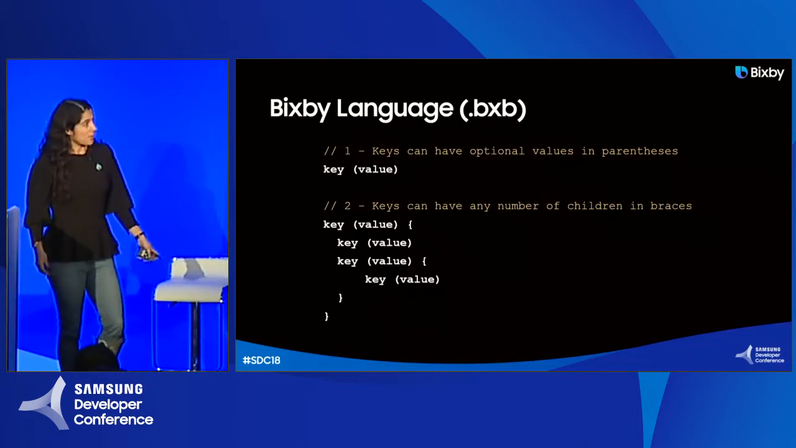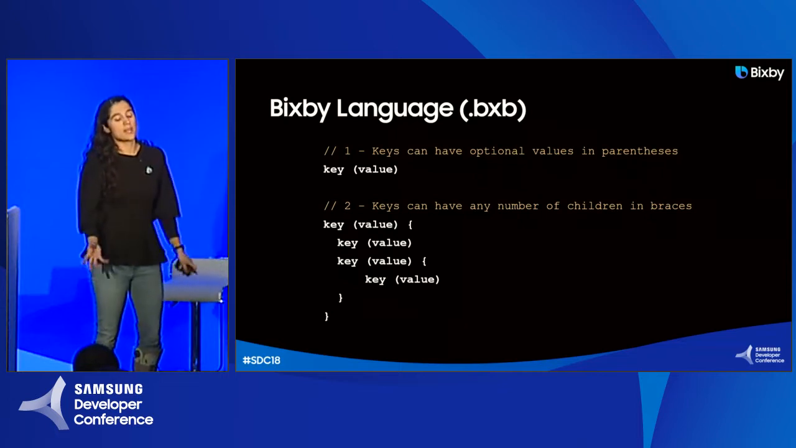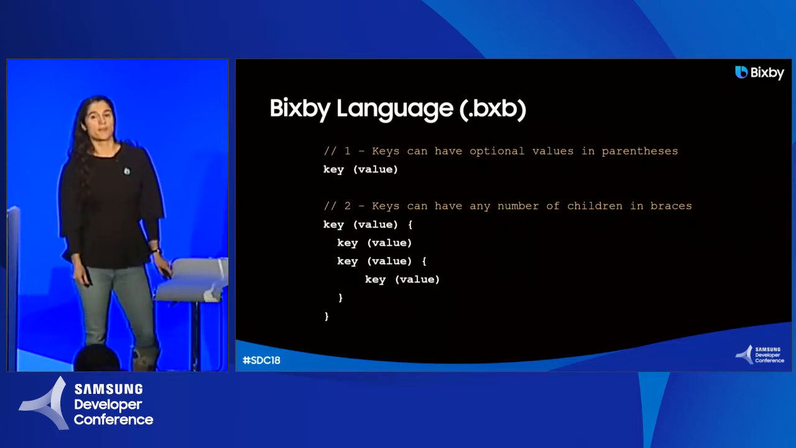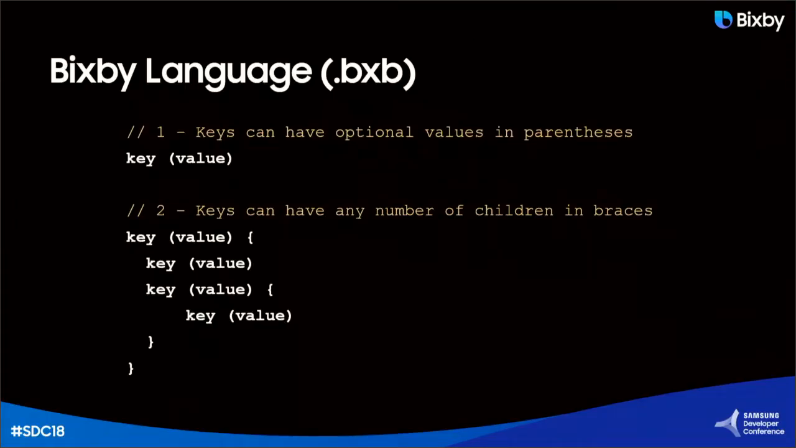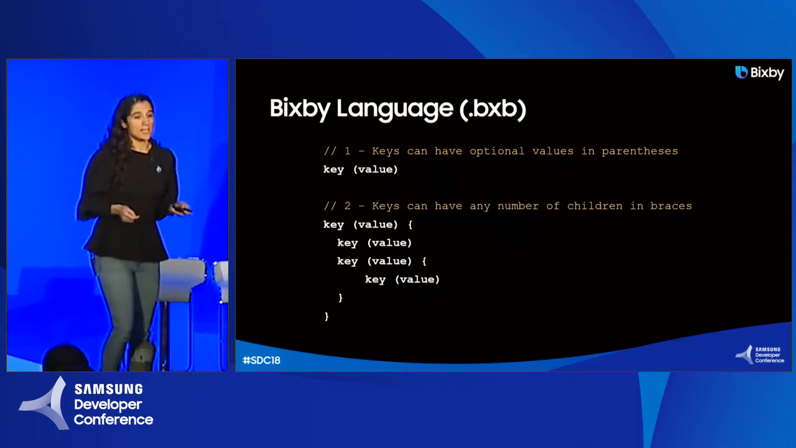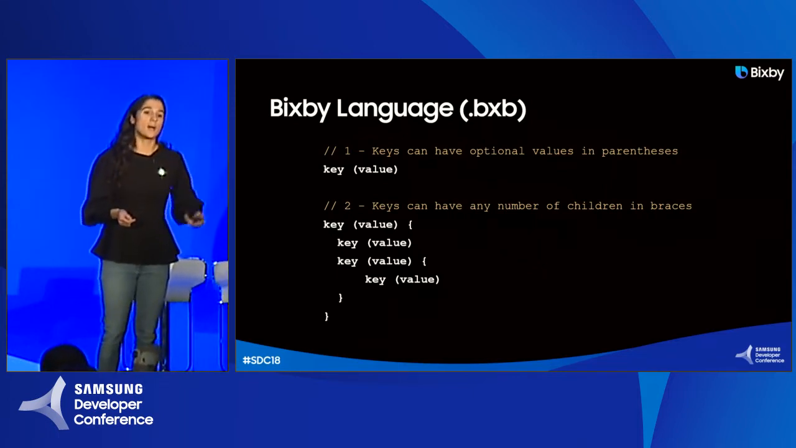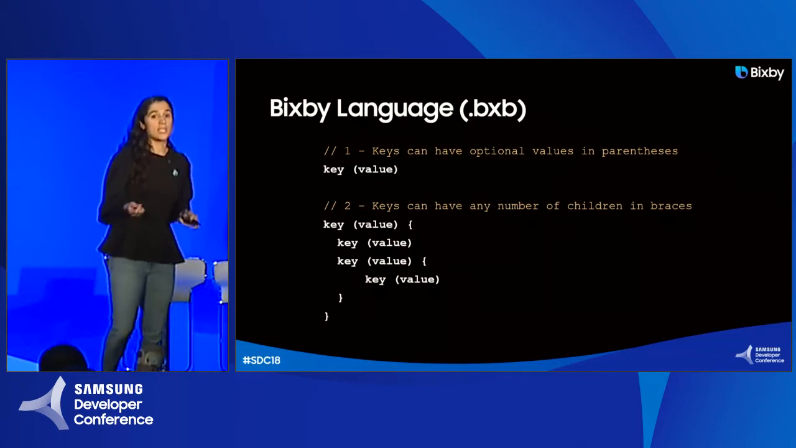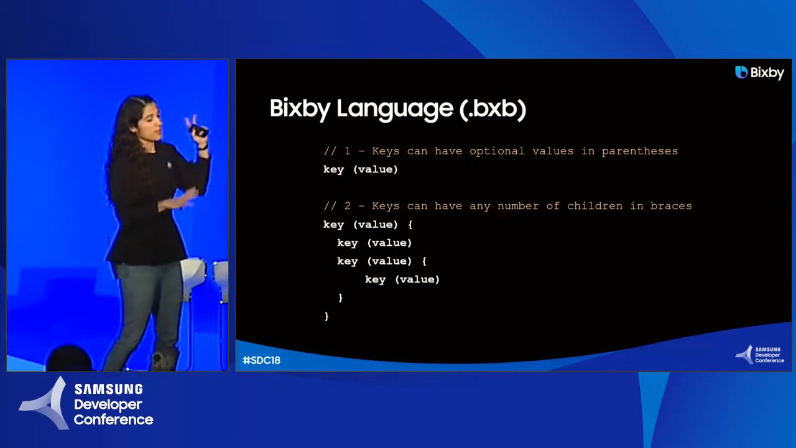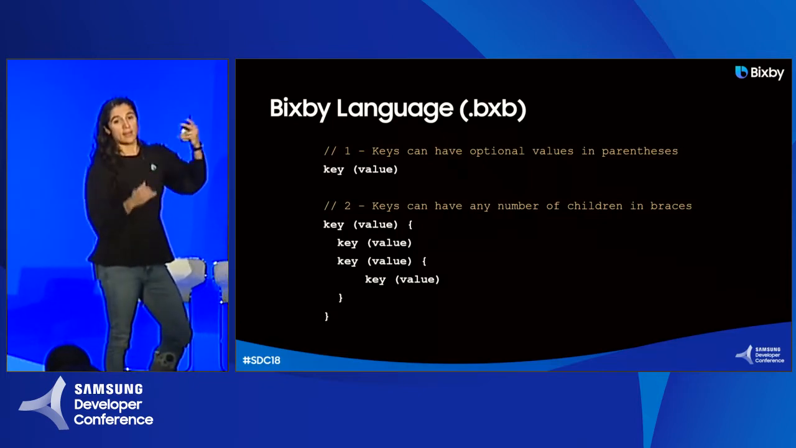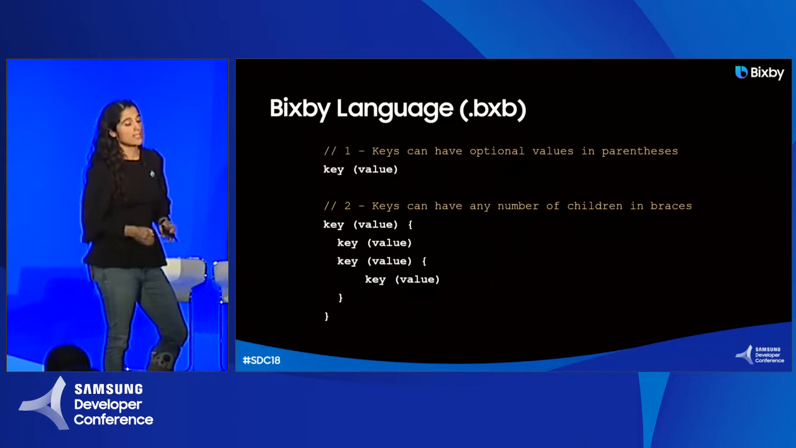So more formally, the Bixby syntax can be summarized in two main rules. For one, it consists of keys and optional values. If you want to define a value for a key, you place the value to the right-hand side of the key using the round parentheses. And secondly, a key can have any number of children, and the parent-child relationship is described using the curly braces. So you would put curly braces to the right of your key. In the block you've created, you would insert the child keys, and in turn, these keys could have grandchildren keys, and so on and so forth.